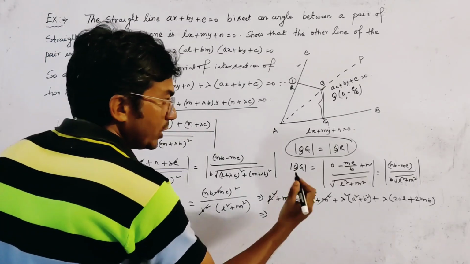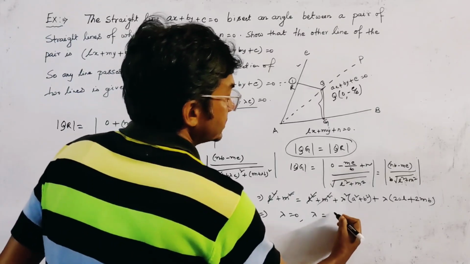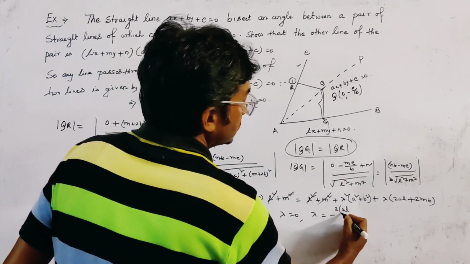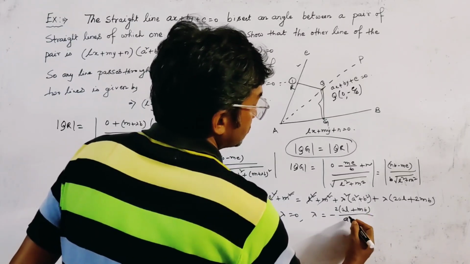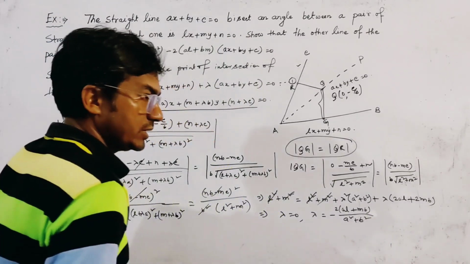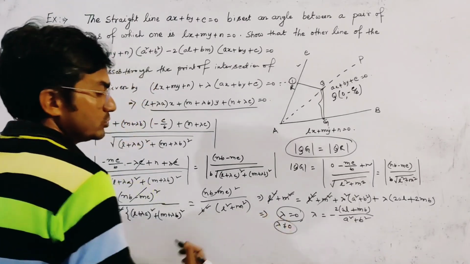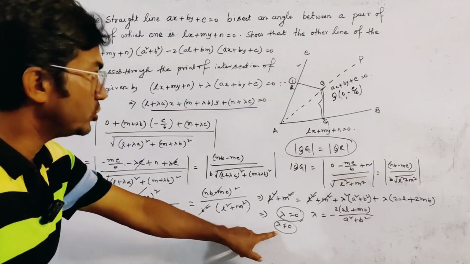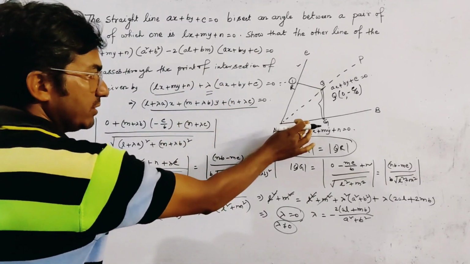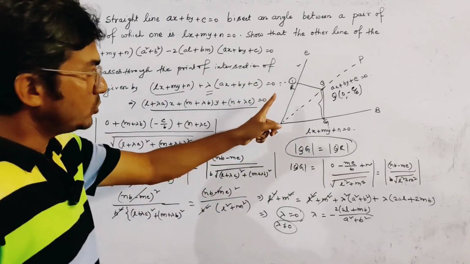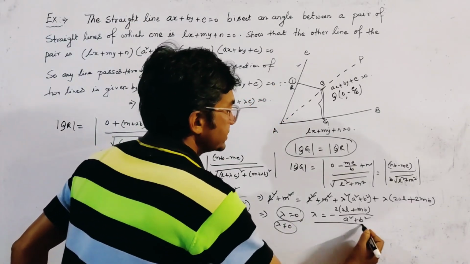That is, we get two values of lambda. One is lambda equals 0 and another is lambda equals minus 2 into AL plus MB, by a square plus b square. But lambda is not equal to 0, because if we put lambda equal to 0 here, then we again get the given first line, and we have to find out the second line. So we let lambda be this.